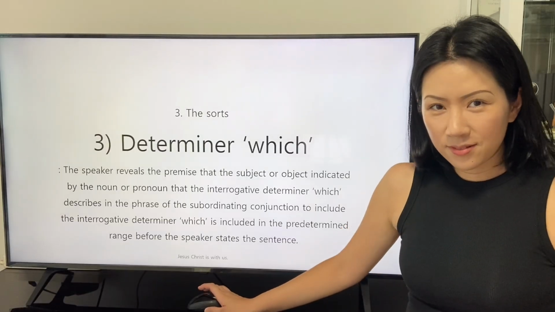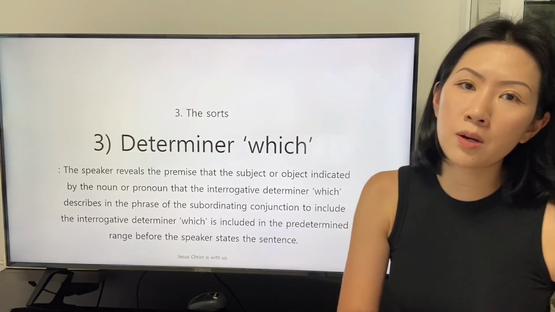In the next class, we will study about the determiner which.